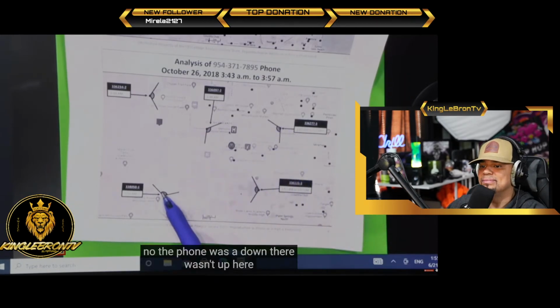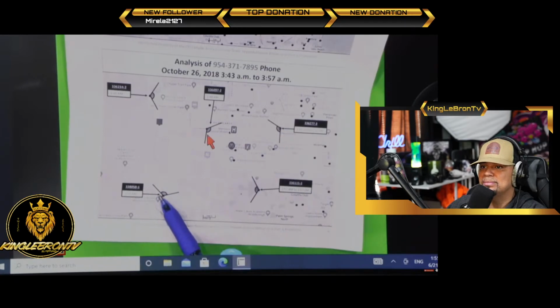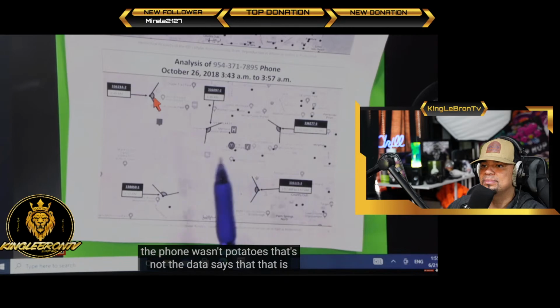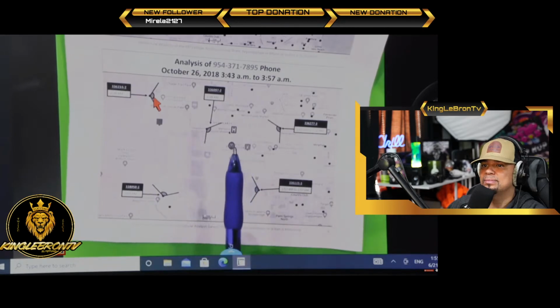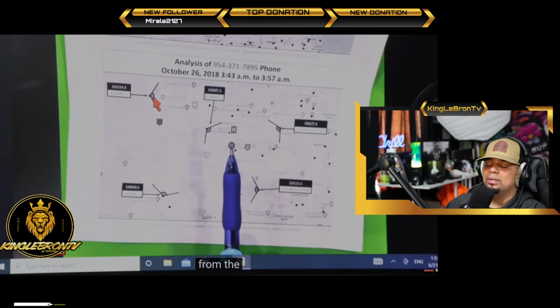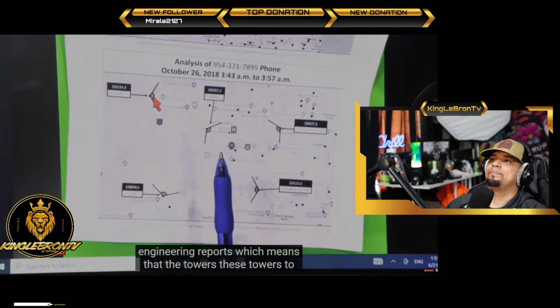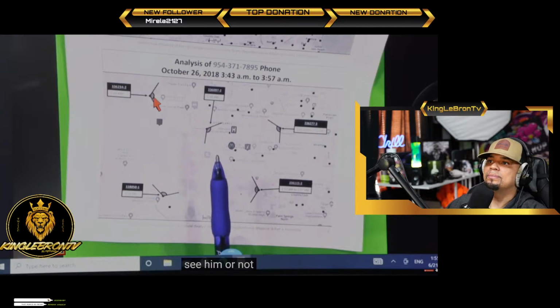No way. The phone wasn't down there. It wasn't up here. The phone wasn't in any of those places. That's not what the data says. The data is saying that these towers at those times saw the phone. This is all from the engineering reports, which means these towers that see them are not necessarily the tower with the clearest, strongest signal. It's not necessarily the serving cell.